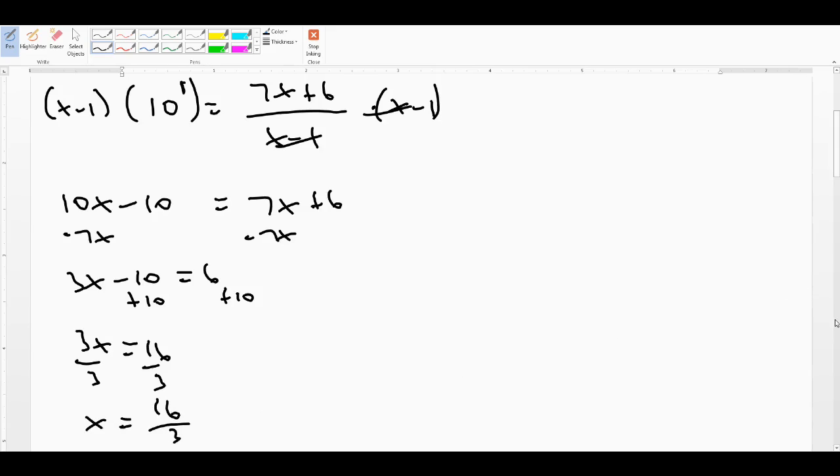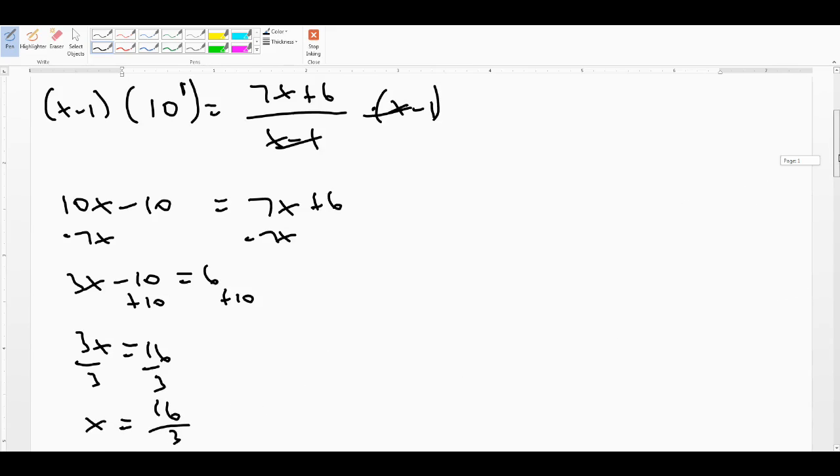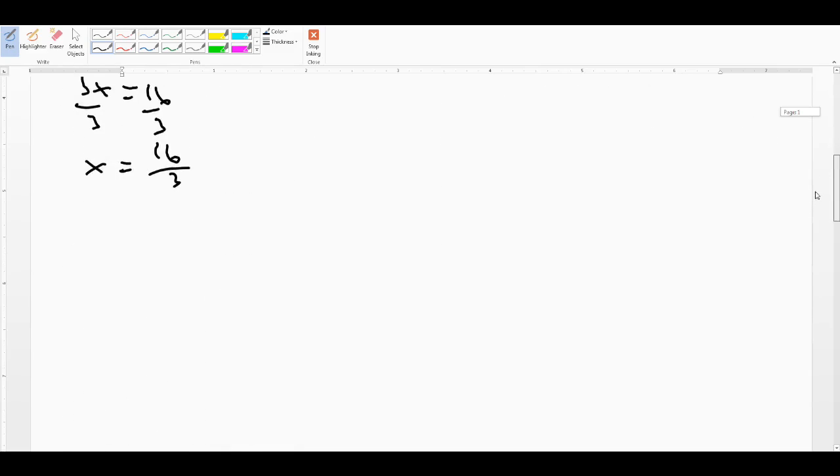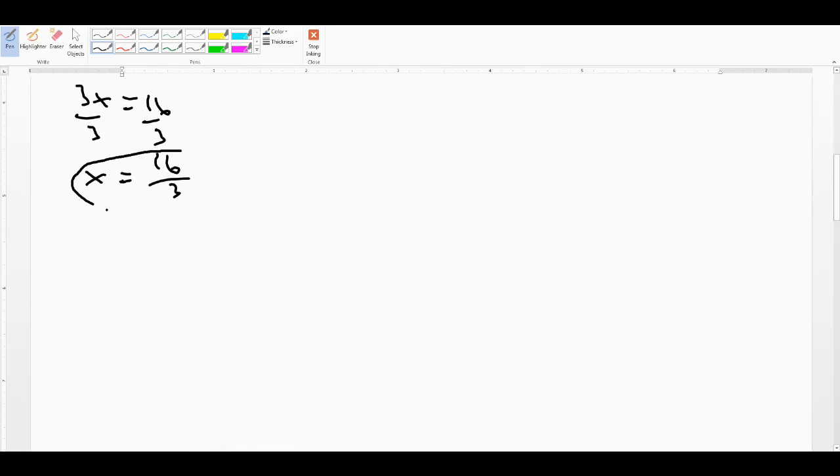And the only thing left to do is to make sure if I take that 16/3, if I substitute it in there, do I get a negative answer? Because I can't take the log of a negative number, and I don't. 10/3 is about 3.333. If I subtract 1, I still get a positive answer. So what that means is 16/3 is my final answer.